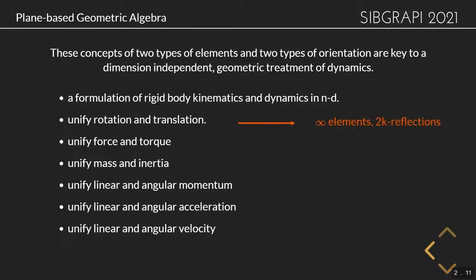So this first one, we've already figured out how to do that, right? To unify rotation and translation, what we need are these infinite elements. And we know when we add these infinite elements, we can view translations as rotations around infinite points. And we already know we can represent all of these as 2K reflections in parallel or intersecting planes. And that will give us all of the rotations and the translations. So what we'll look at next is the unification of force and torque and mass and inertia. And we will introduce a concept called inertial duality to do that.